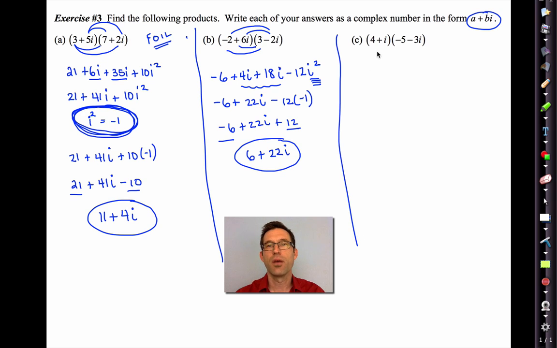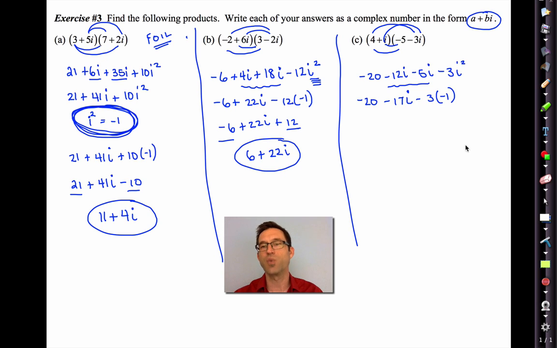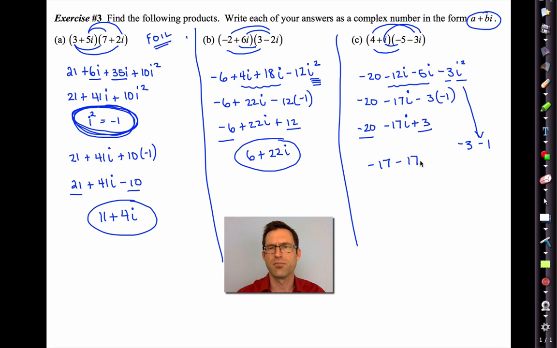All right, let's do one more. 4 times negative 5 is negative 20. 4 times negative 3i is negative 12i. i times negative 5i is negative 5i squared. Wait, 1 times negative 5i is negative 5i. And i times negative 3i is negative 3i squared. Again, that negative 20 is what it is. Combine these two, we get negative 17i minus 3 times negative 1. Again, not minus 3 minus 1. That's where students make mistakes: they'll have something like this, and then write it like this, and oh, it's negative 4. No, it's not. It's actually a positive 3. And then that negative 20 and that positive 3 combine to be negative 17, and negative 17i. That's kind of cool. Negative 17 minus 17i.